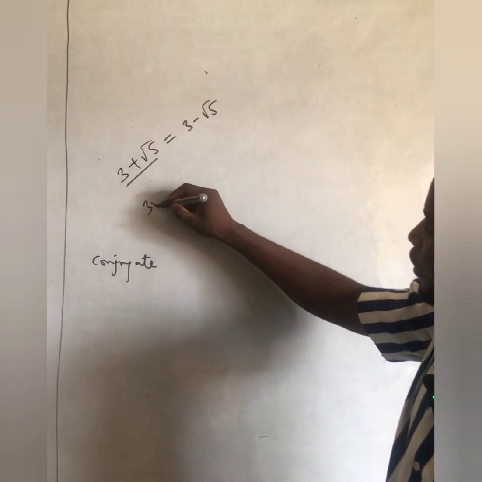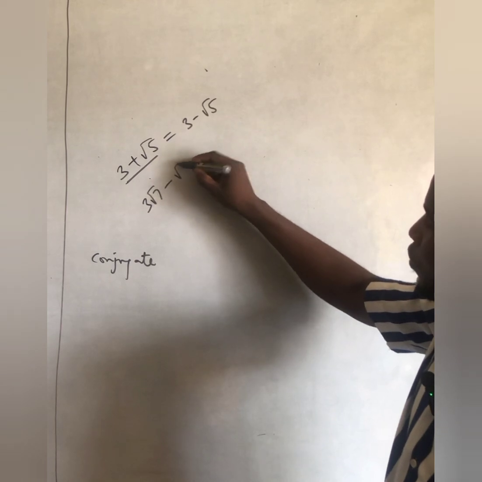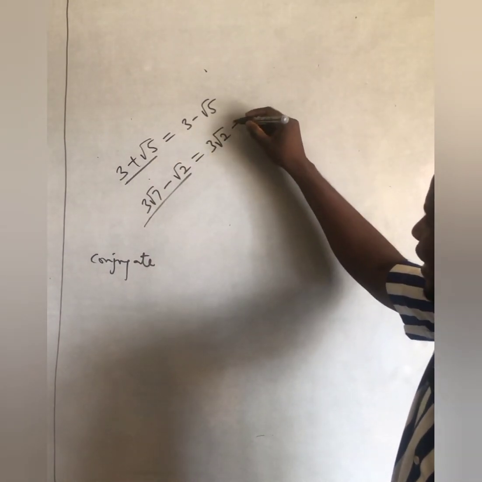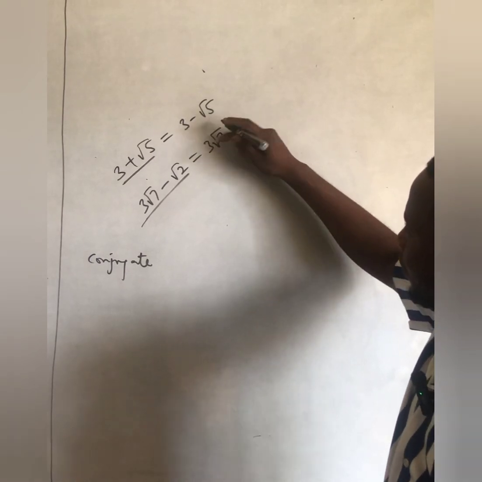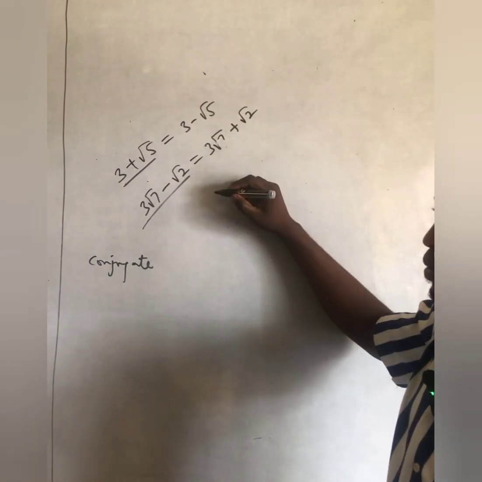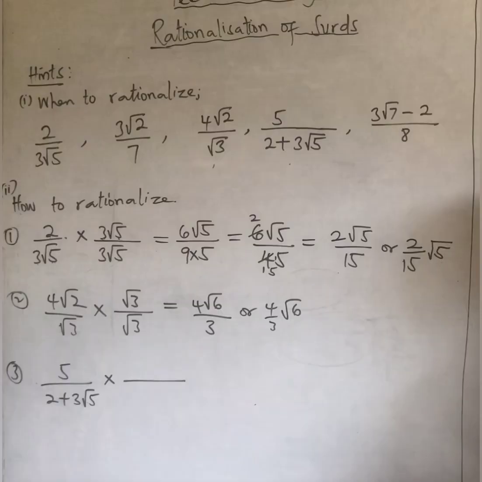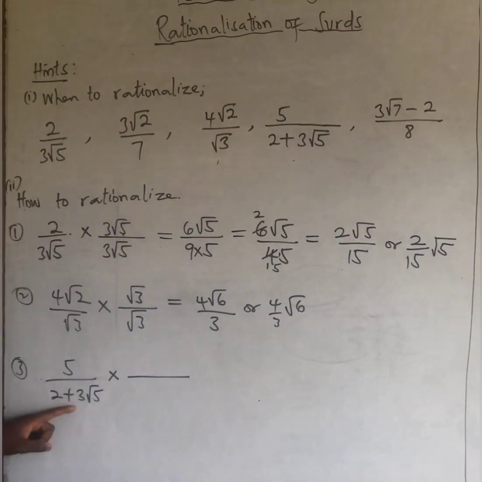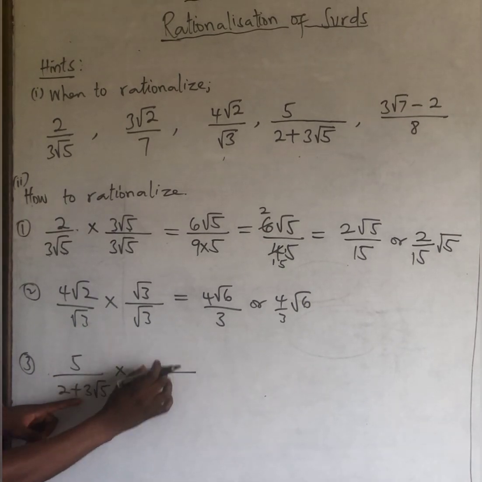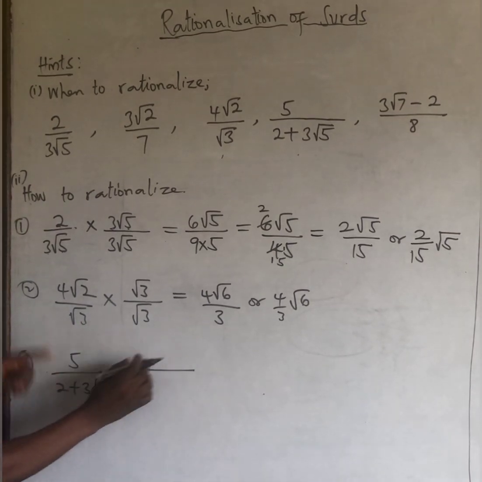If it is 3 root 7 minus root 2, the conjugate of this expression is the same thing, but the sign changes: root 7 plus root 2. So that is how to take the conjugate. Now, whenever you are rationalizing, you must take the conjugate. Although you are still repeating the same thing, the conjugate must be taken here.